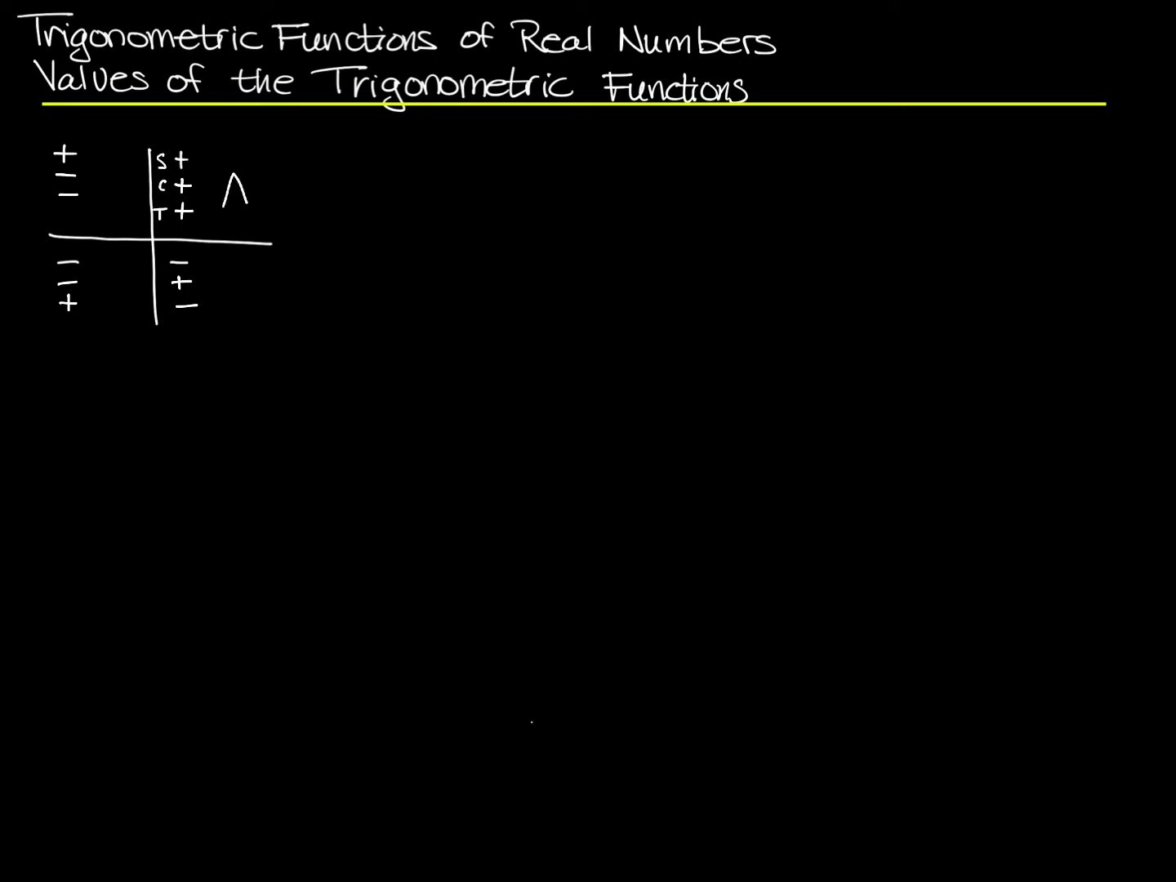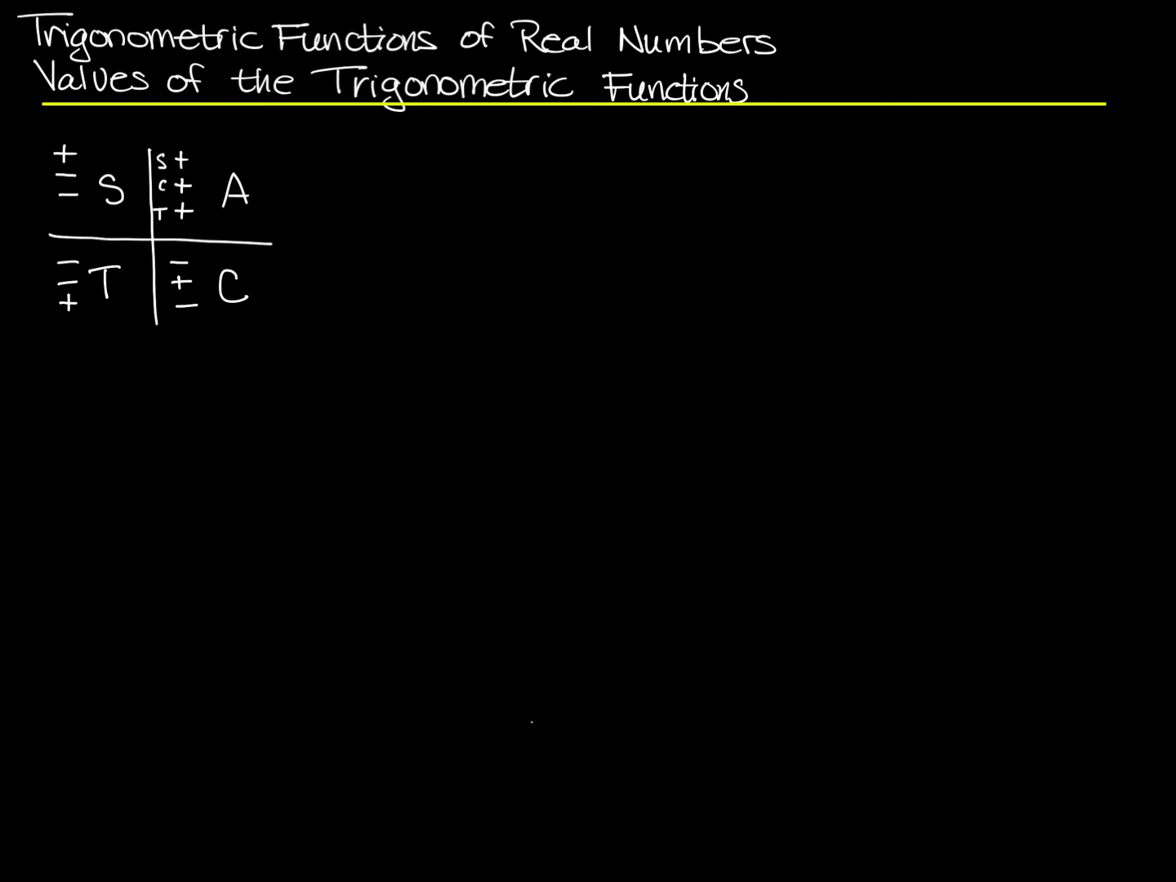So we said that all trigonometric ratios are positive in quadrant 1, only sine is positive in quadrant 2, only tangent in quadrant 3, and only cosine in quadrant 4. Remember that saying that the sine of an angle in quadrant 2 is positive also means that the cosecant of that angle would be positive. The tangent and the cotangent of an angle in quadrant 3 is positive, and the cosine and the secant of an angle in quadrant 4 will be positive.